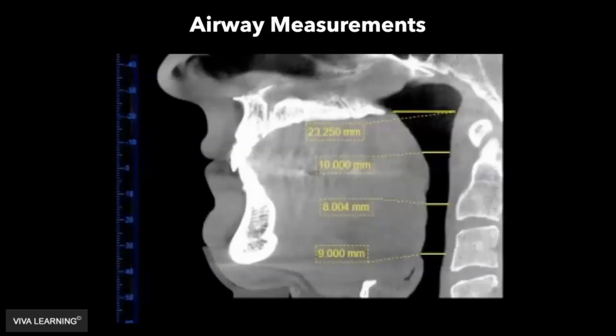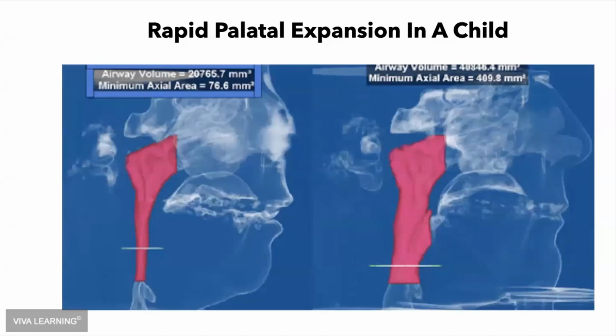Again, when we come down to airway, if you're doing airway measurements, can we do it? Most of the software in these cone beam systems can do these type of things, where we're going to be able to measure your airway and then see what kind of results we get. And here's a rapid palate expansion in a child. As you can see, their airway was significantly enhanced just by doing this palatal expansion. So it's not just a diagnosis, it's seeing how much benefit you're getting from the treatment that you did.